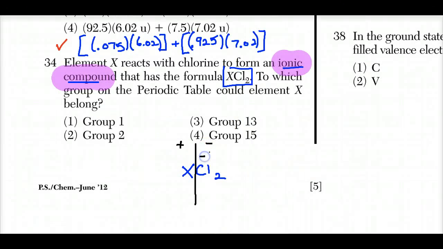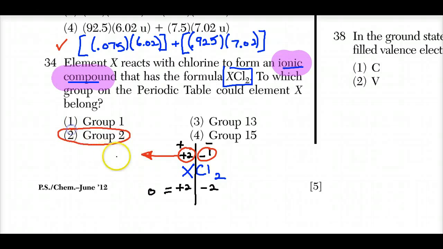So chlorine's -1. There's two of them, -2 overall. This thing has to equal 0, so this has to be +2 overall. Since there's only one of this element, it's +2 individually. So we are looking for this X that has to be +2. And you should know group 2 elements become +2.